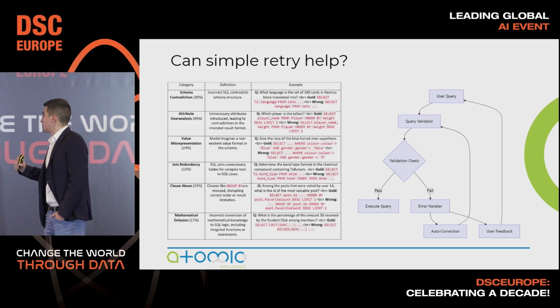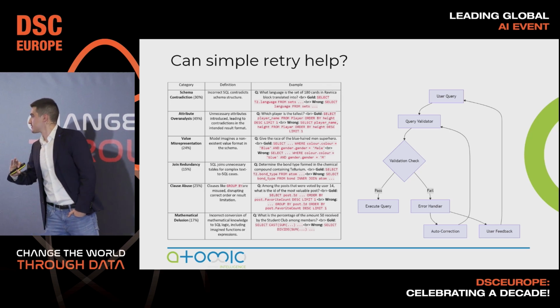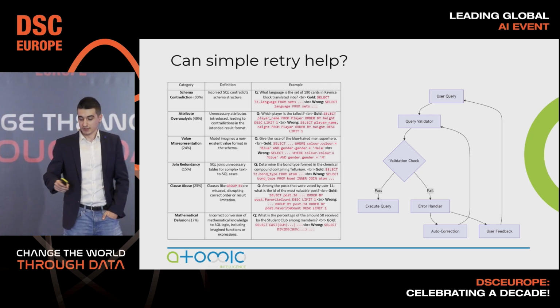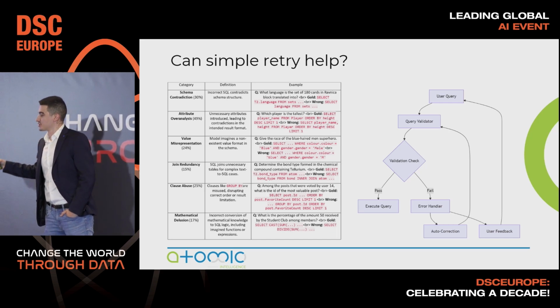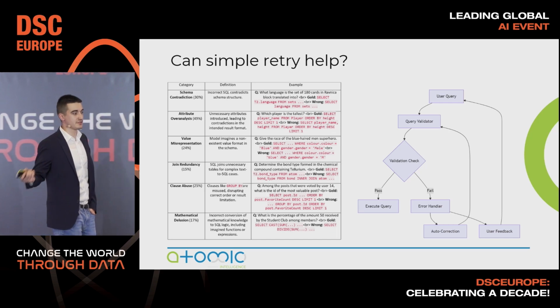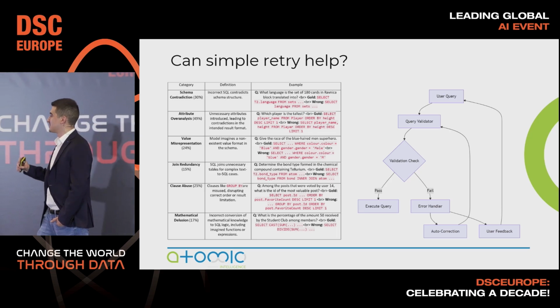Next up is attribute over analysis, and perhaps I'll say join redundancy. Join redundancy often happens. This happens when the model generates more joins than it's necessary. This is why we have multiple optimizations and such.